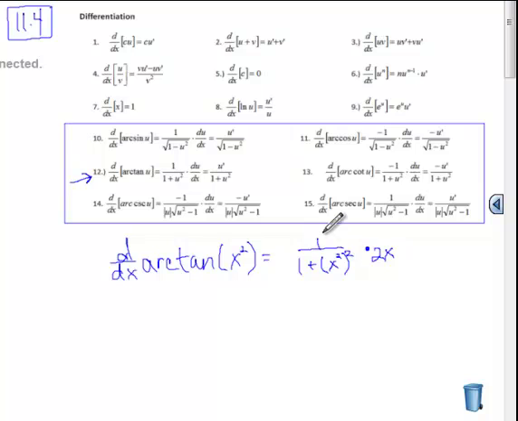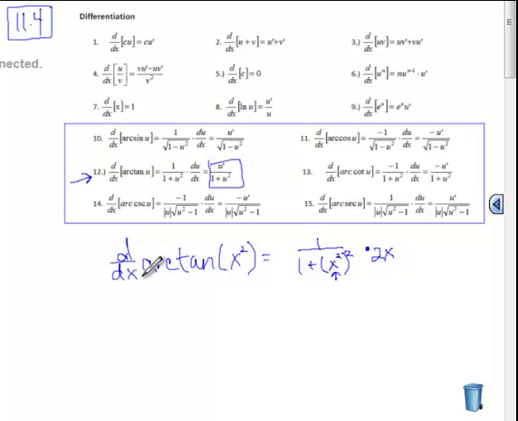Here's the outer function being derived, leaving the inner alone. Okay, there's the inner function right there. But then you have to go back and derive the inner. So that's the chain rule, along with this new rule of how you derive the inverse tangent. So if you want to, you can use this formula to the fullest. This is just putting it all together.